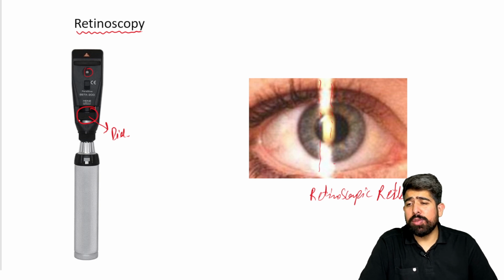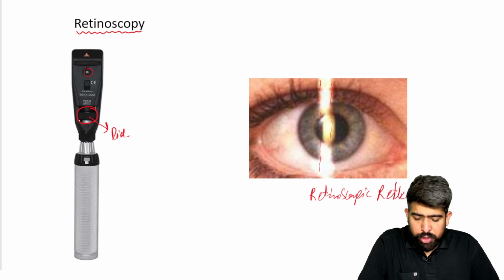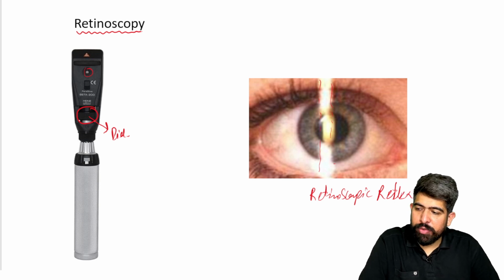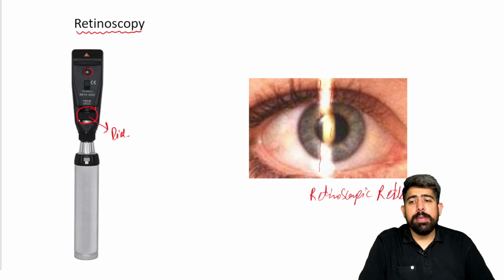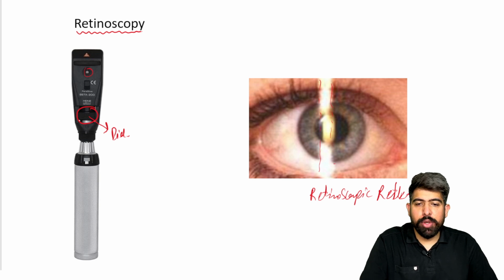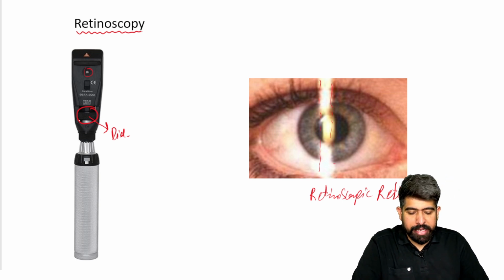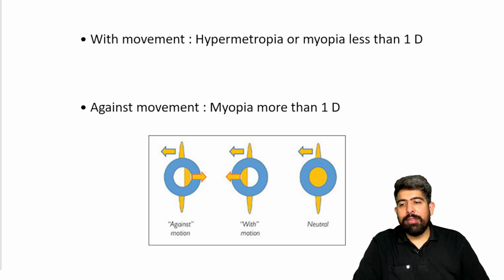Before doing this retinoscopy, I have to dilate the eye, and for the dilation of the eye we have to use dilator cycloplegic drugs. What do we have to use, guys? We have to use the dilator cycloplegic drugs. By using these drugs the eye will dilate, and after the dilation of your eye, we have to do this test.